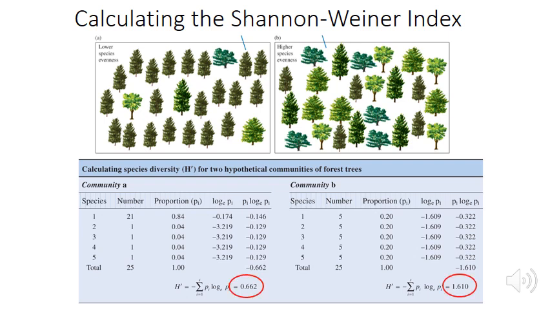What you can see is that the community on the left, which has the same number of species but lower evenness, has a Shannon-Weiner index value of 0.662, and the community on the right, which has greater evenness, has a Shannon-Weiner index of 1.610. So the Shannon-Weiner index acknowledges that the community on the right-hand side is more diverse than the community on the left, by virtue of the fact that it has greater species evenness. It should be said that the lowest value that you can have on the Shannon-Weiner index is 0. That would be the value if you had a monoculture containing just one species.